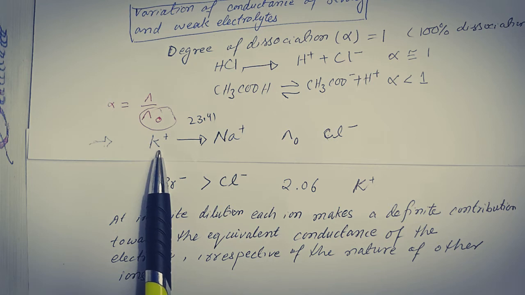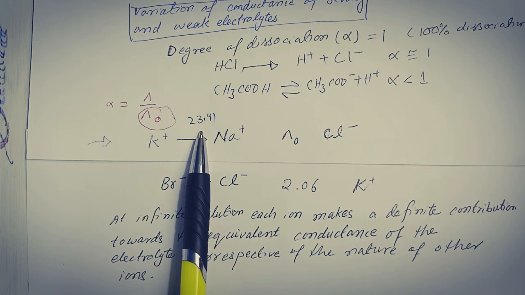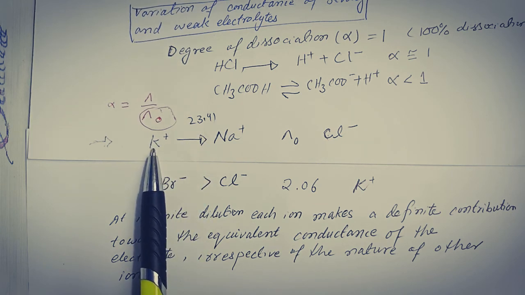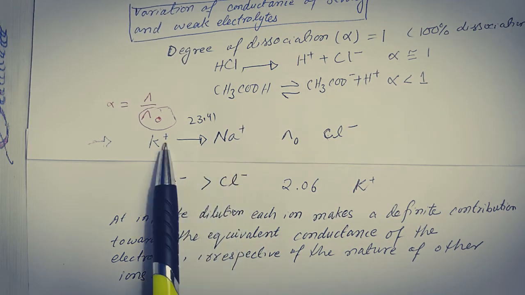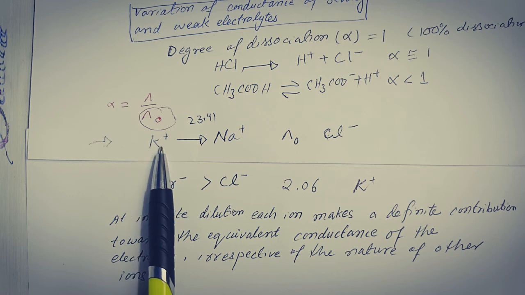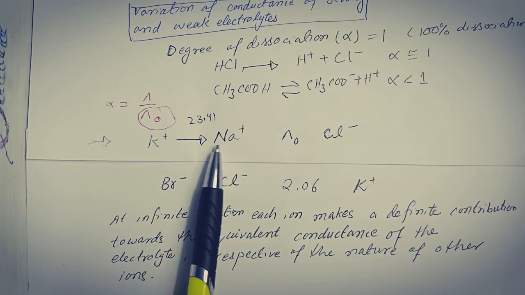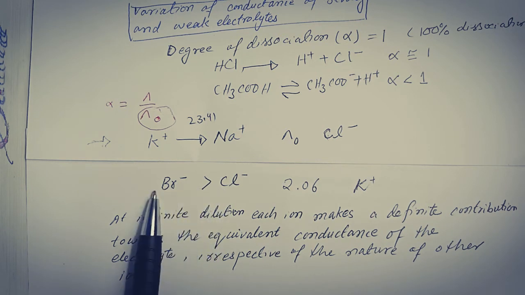So it means that when we take potassium chloride and sodium chloride, the difference will have the value 23.41, and if we take potassium bromide and sodium bromide for comparison, we need to take the counter ion same. By keeping the counter ions same, we can differentiate the role of the potassium and sodium ions. So here the basic difference is due to the behavior of these two ions. Similarly, for the comparison of bromide and chloride, we need to take the counter ion, that is the cation, which can be either potassium or sodium.